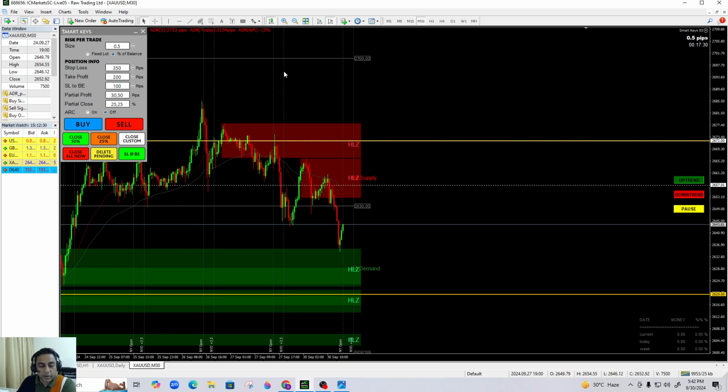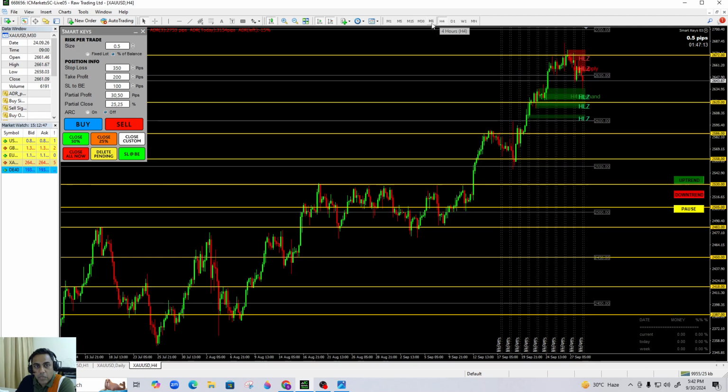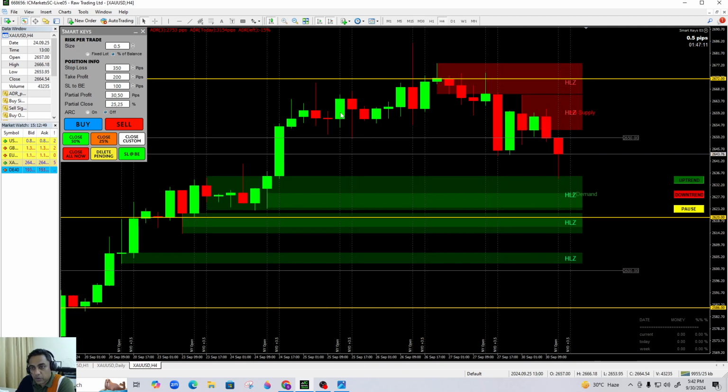Yeah, it's about a 29 pip zone. That's fine. Right. So we're going to just watch these two areas. If price comes into it today, we're going to just pay attention. In terms of supply, let's have a look at supply as well.